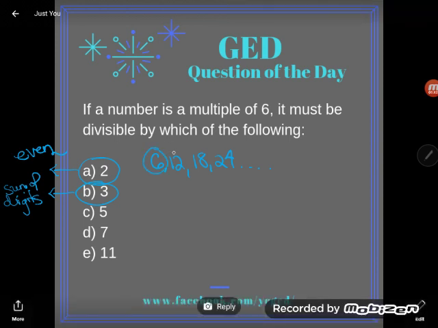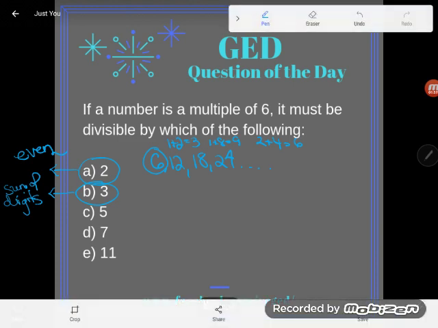So 6, of course, is divisible by 3, but starting with 12, 1 plus 2 is 3. 12 is on the 3 times tables. 1 plus 8 is 9. 9 is on the 3 times tables, so is 18. 2 plus 4 is 6. 6 is on the 3 times table, so is 24. So I'm examining these 6 times tables, and they're all passing the test for divisibility by 3.